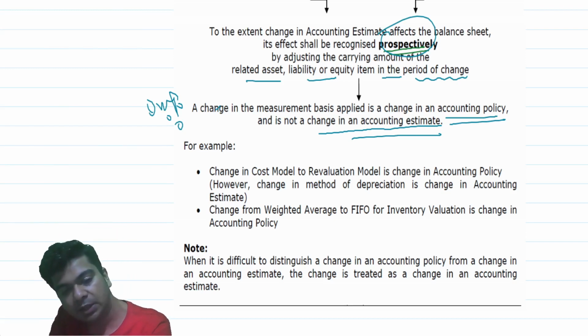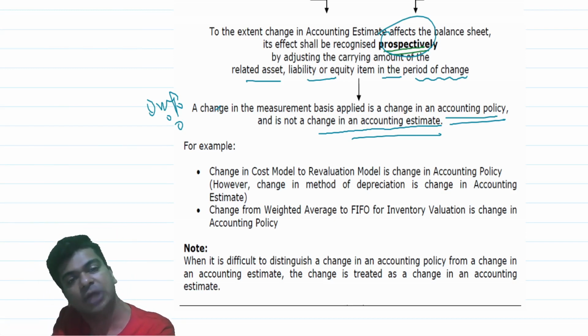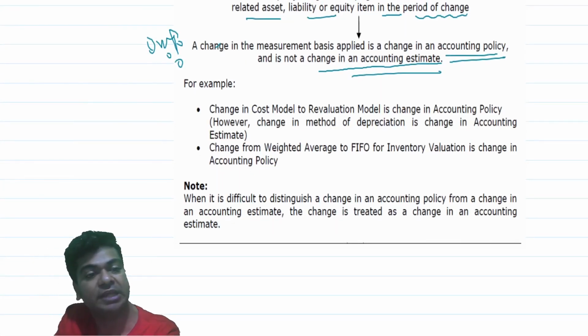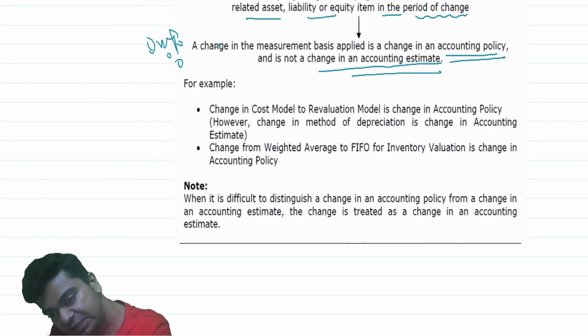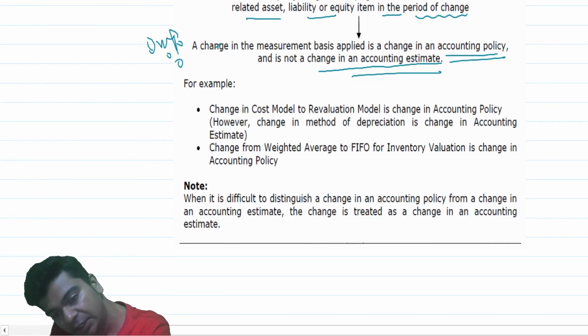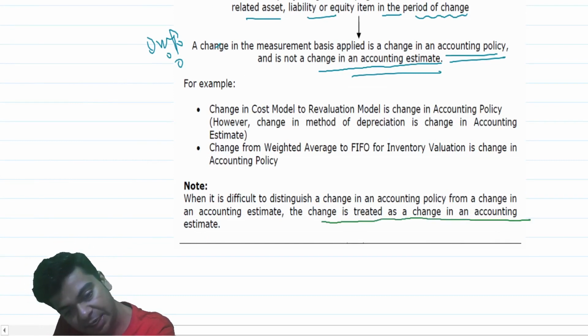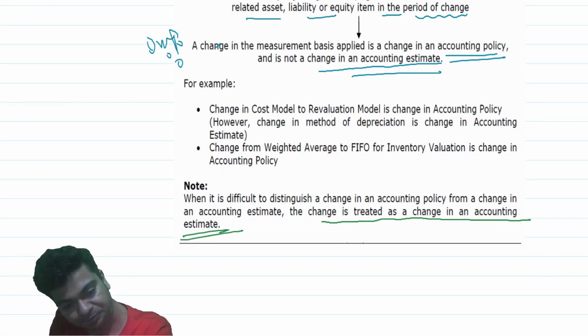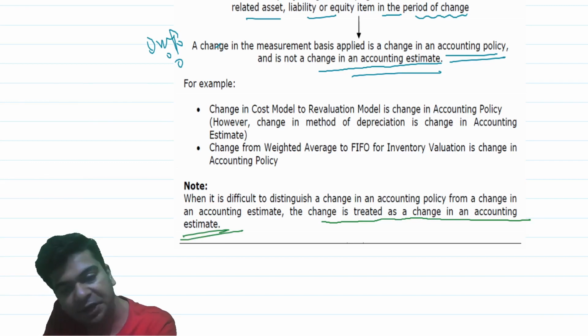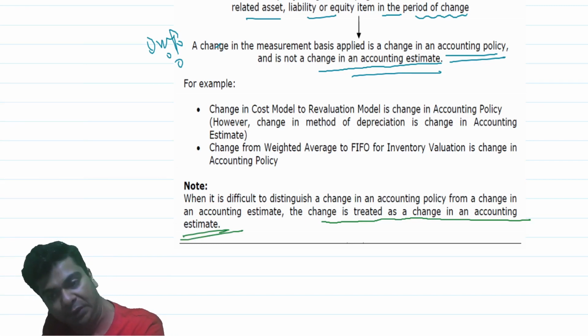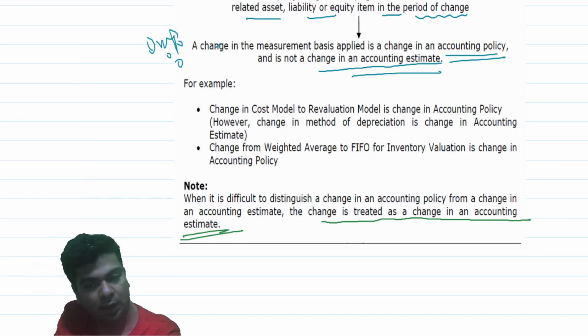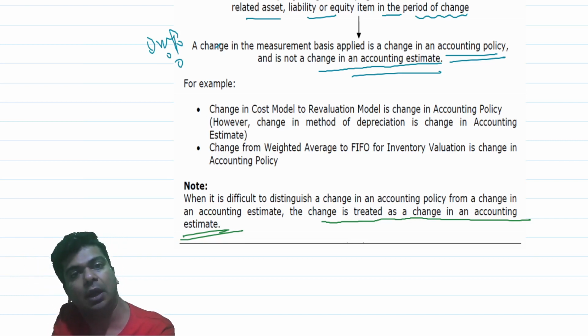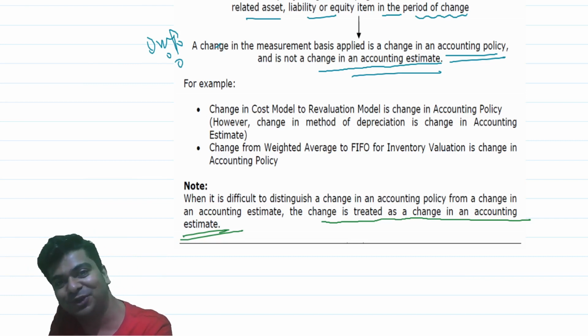prospectively, right? And finally, let us say there is a lot of confusion whether this is a change in accounting policy or a change in accounting estimate. Then they are saying the change is treated as a change in accounting estimate whenever it is not possible for you to distinguish between the two. It says when it is difficult to distinguish a change in accounting policy from a change in accounting estimate, the change is treated as a change in accounting estimate. In short, the effect shall be given prospectively.